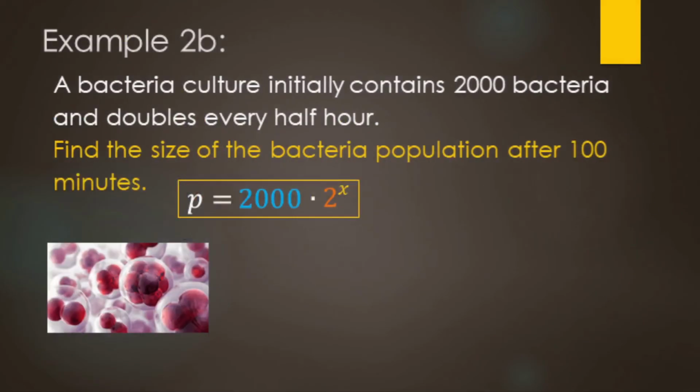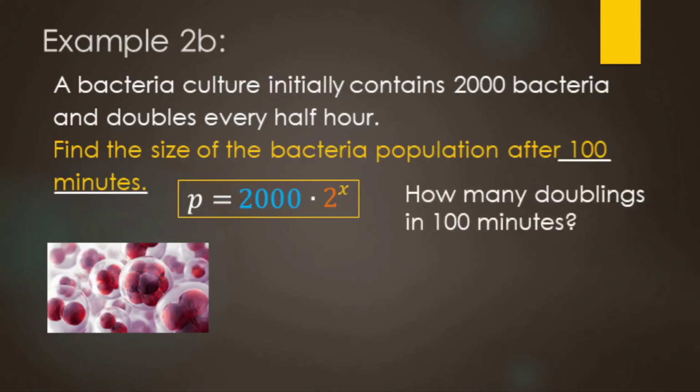So same scenario here, except we're looking for 100 minutes. So when we had 4 hours, it was actually an even number of doublings. This one, it's going to be a fractional or a decimal amount of doubling. So it's a little bit trickier to figure out, right? So here's our question. How many doublings in 100 minutes, right? Well, doublings are every 30 minutes. So how many 30 minutes are in 100 minutes, okay?